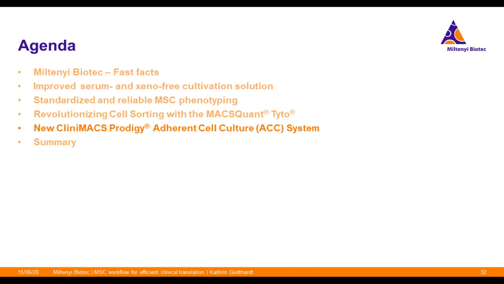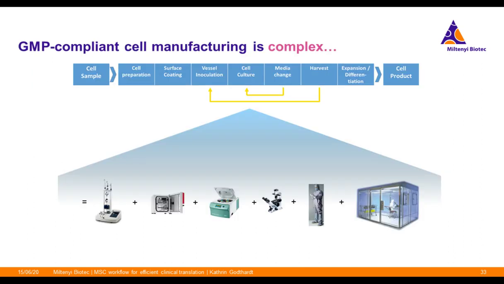But besides sorting, of course, the cultivation process is still important, and many people would like to do here a closed procedure, an automated procedure. So therefore, we are providing the new CliniMACS Prodigy adherent cell culture system.